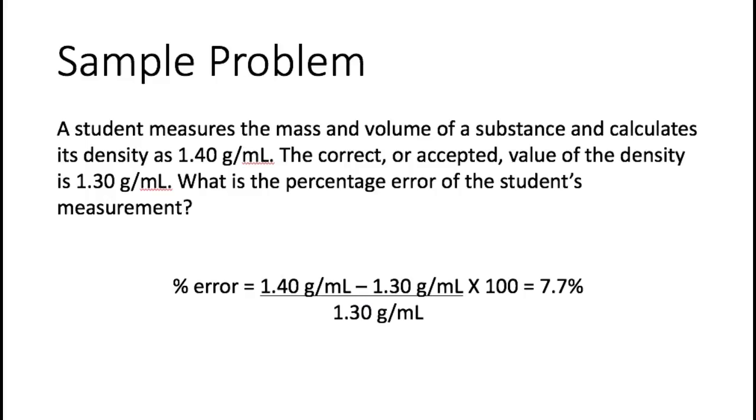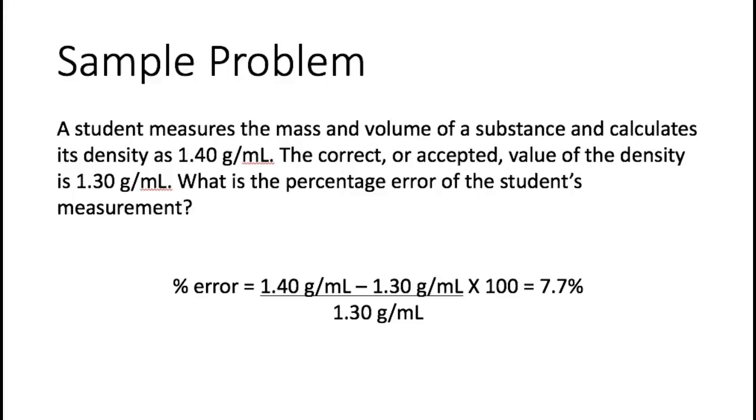Let's look at a sample problem. A student measures the mass and volume of a substance and calculates its density as 1.4 grams per milliliter. The correct or accepted value of the density is 1.30 grams per milliliter. What is the percentage error of the student's measurement?